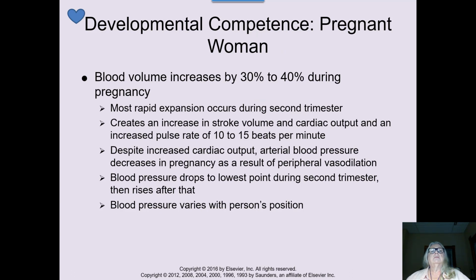And then pregnancy has a lot of complications when it comes to cardiac involvement.